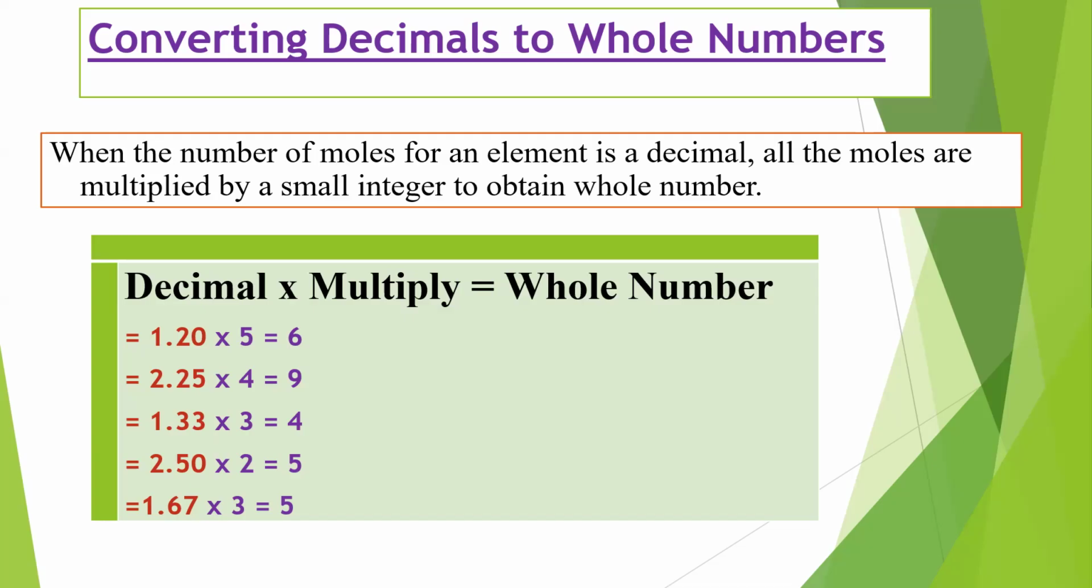Means when the number of moles for an element is a decimal, all the moles are multiplied by a simple integer to obtain whole numbers. So this is about how to calculate the molecular as well as empirical formula.